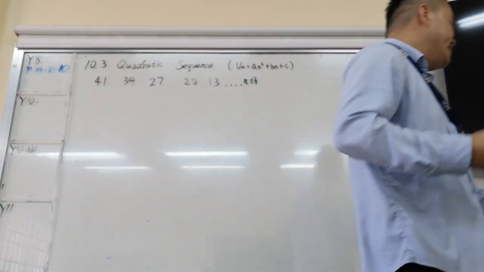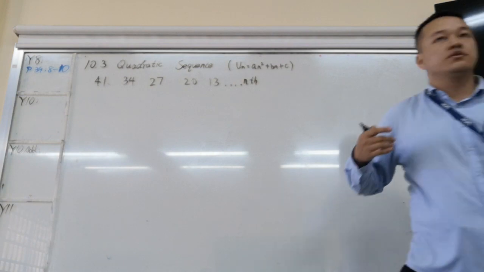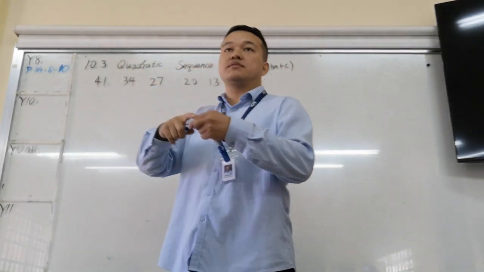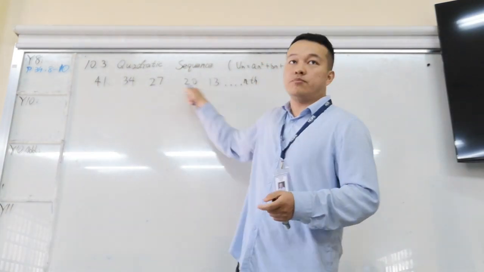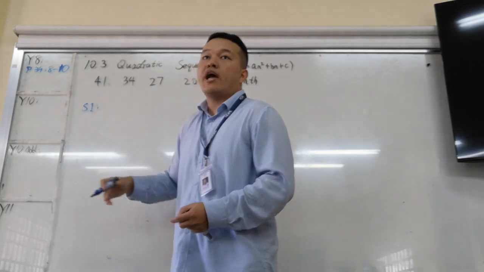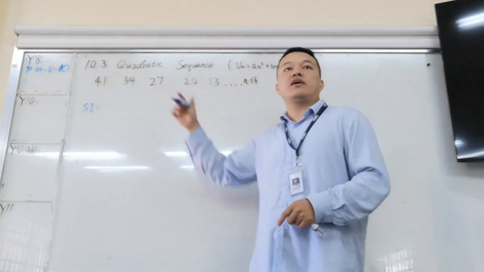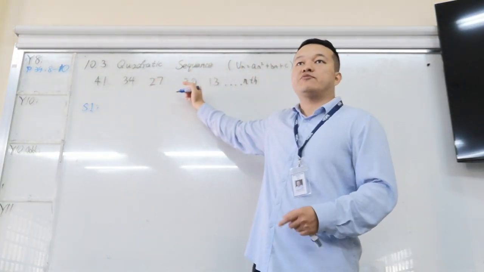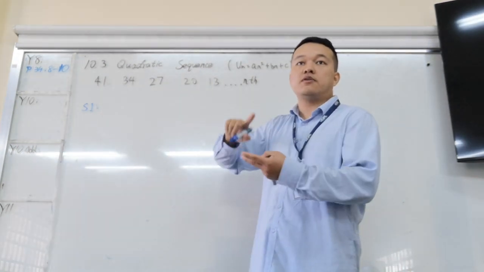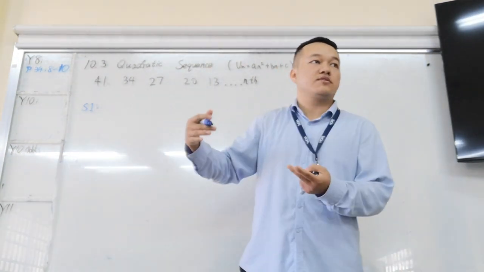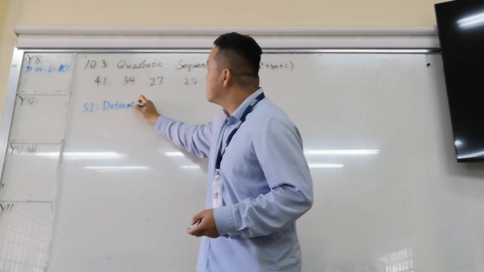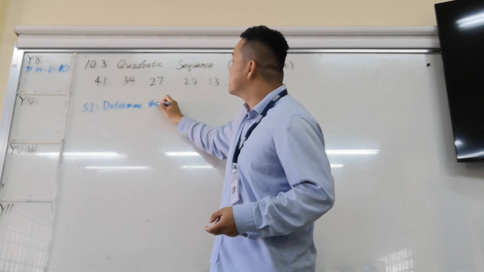Now, I need you to help me recap what we did yesterday. All the process we used to find the formula of it. Step 1, we have to analyze the sequence, and we have to determine what the sequence is. Is it linear or quadratic? We have to test first. Step 1, determine the sequence.